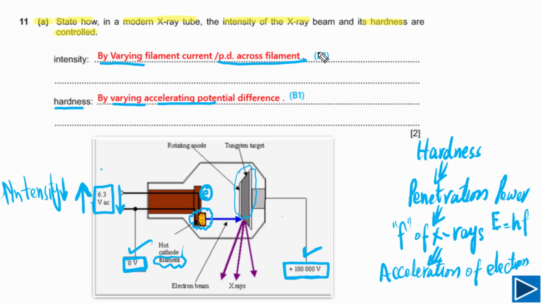But if you look at the marks, this is a B mark, meaning an independent mark, so this must be seen in your answer. You have to be careful and mention this one. You can mention current, or you can say PD across filament. This mark is also a B mark, and this has to be in your answer.